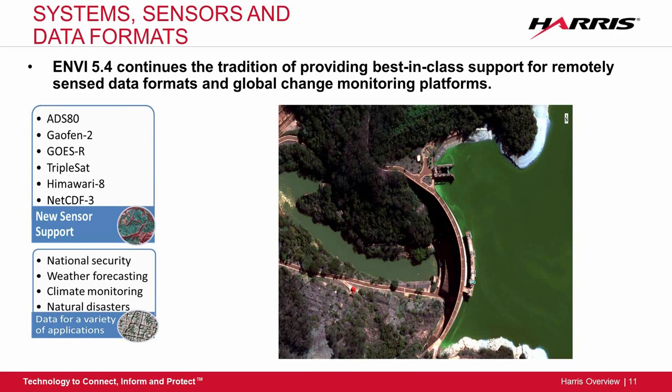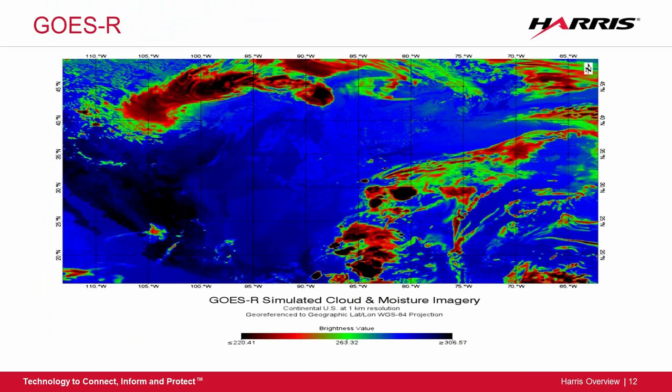This next slide is just a simulated cloud and moisture image of our GOES-R satellite. This isn't the real data that's been released yet. When we do, it'll look a little different, but this is just a good representation of what it might look like, and this also has some of our new annotation tools added to this image as well. If you can see in the bottom there, we added a color bar, some grid lines, and a few titles as well.